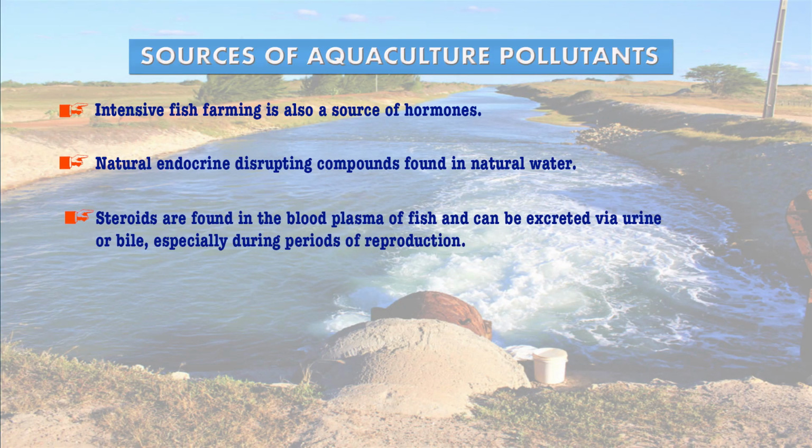Then steroids are also found in the blood plasma of fishes. And how are these steroids entering the water? Because they are excreted through the urine of the fishes, through their bile, and especially also during the reproduction time. So, during that period, the breeding, the reproduction time, all these steroids will also be liberated into the waters. So, these contents are also seen in the aquaculture effluent.